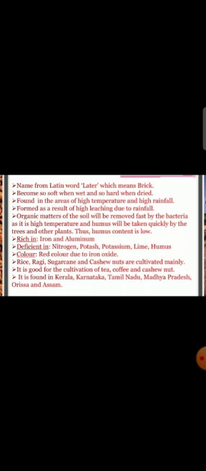Rice, ragi, sugarcane are cultivated; ragi means coarse grain. Cashew nuts are cultivated mainly, and it is good for the cultivation of tea, coffee, and cashew nuts. It is found in Kerala, Karnataka, Tamil Nadu, Madhya Pradesh, Orissa, and Assam.